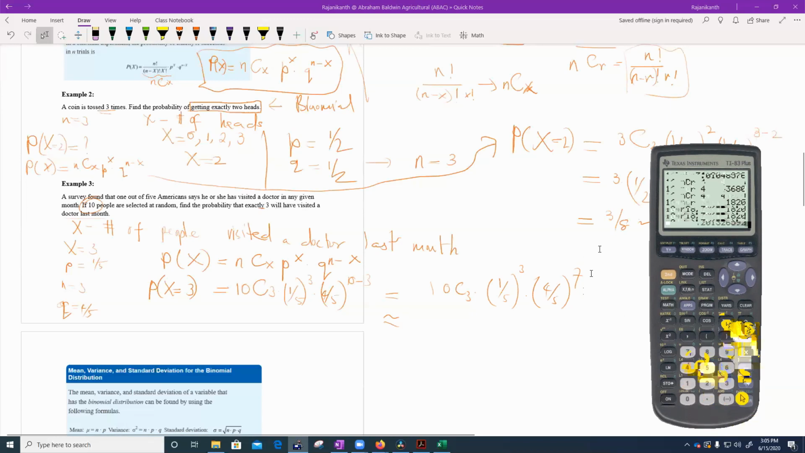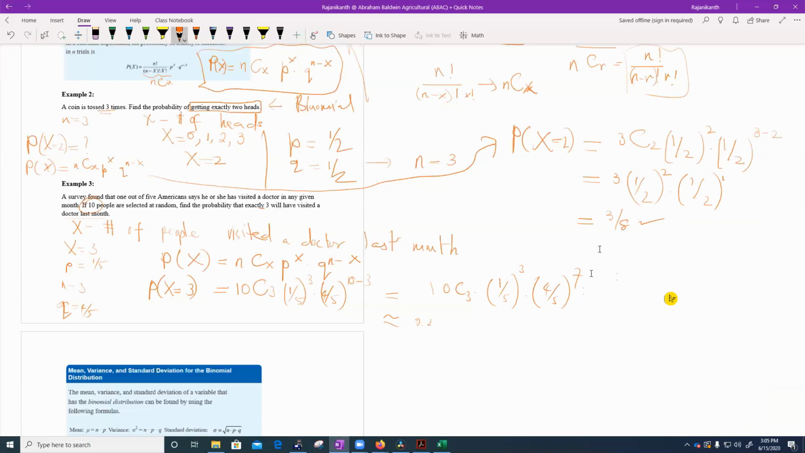That's it, enter. So you get a decimal answer. Let me write it in 3 decimal places: 0.201. So that is my probability of getting 3 among 10 who say yes, they visit a doctor.